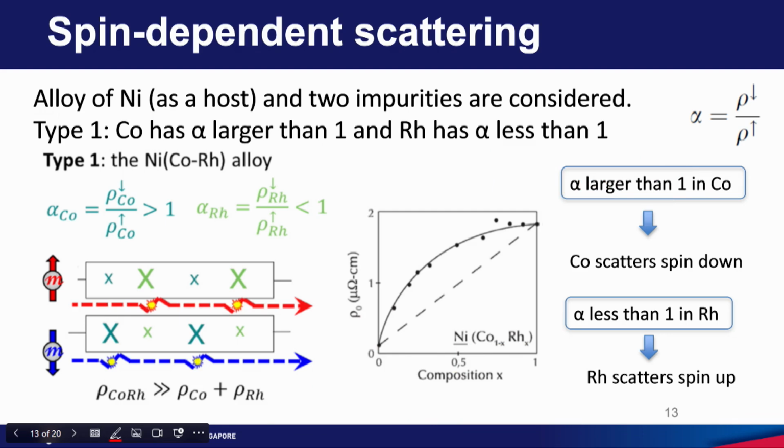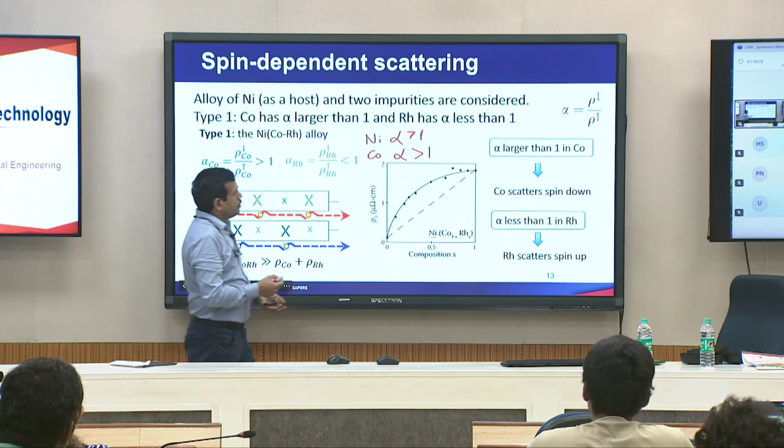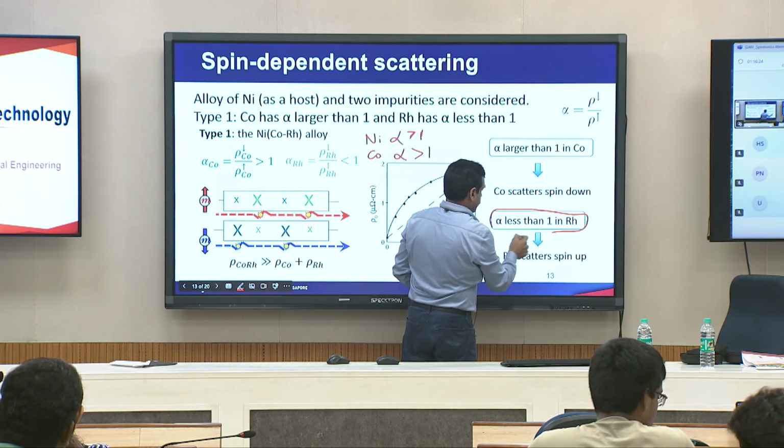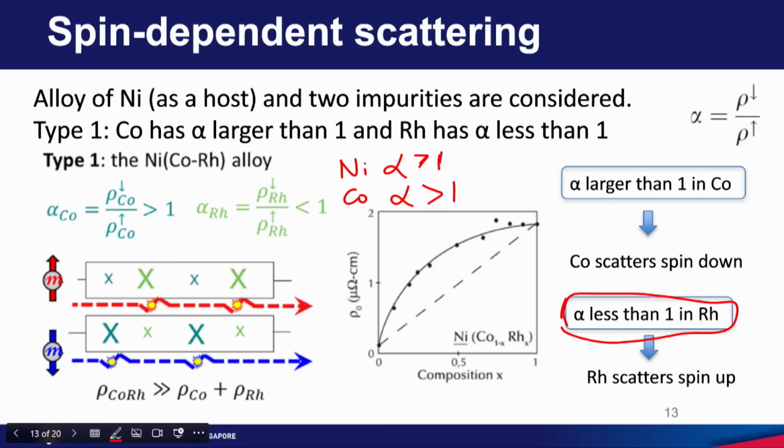Okay, so nickel is a ferromagnet. So we know that nickel has alpha larger than 1. Cobalt is a ferromagnetic material with alpha greater than 1. But in this case they are replacing cobalt with rhodium. So rhodium has alpha less than 1.